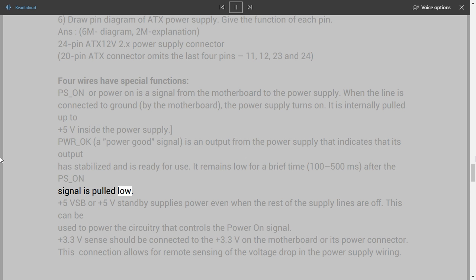+5 VSB, or +5V standby, supplies power even when the rest of the supply lines are off. This can be used to power the circuitry that controls the power on signal. +3.3V sense should be connected to the +3.3V on the motherboard or its power connector. This connection allows for remote sensing of the voltage drop in the power supply wiring.